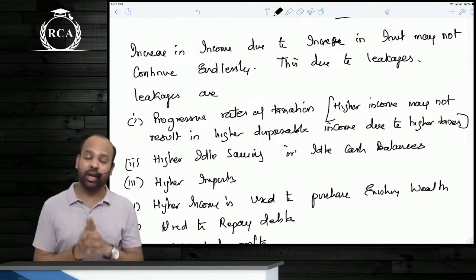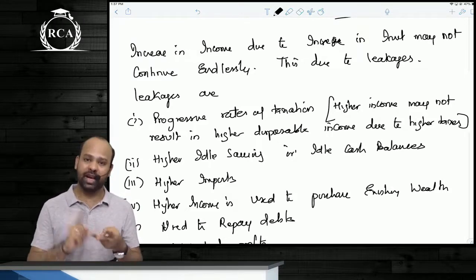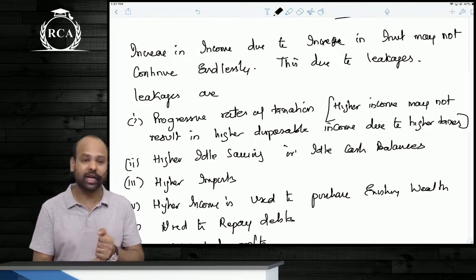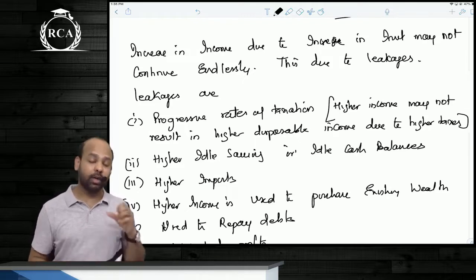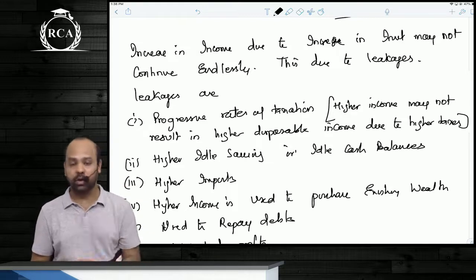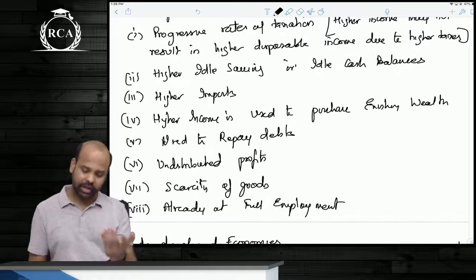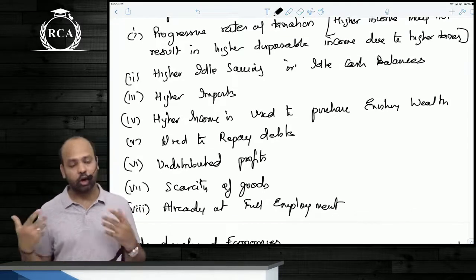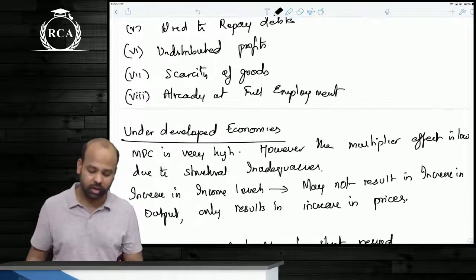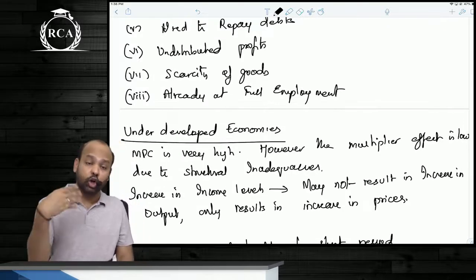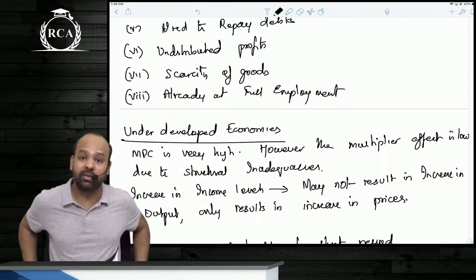Leakages can be due to progressive taxes, a higher amount of imports, scarcity of goods, and so on. There is idle cash lying around. People are using it to buy existing wealth. People are using it to repay debts. There are undistributed profits as well. The economy is already operating at full employment, resulting in inflation. So the multiplier effect will not always work indefinitely.